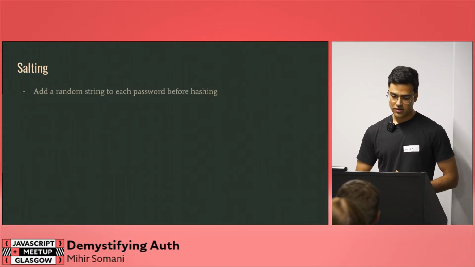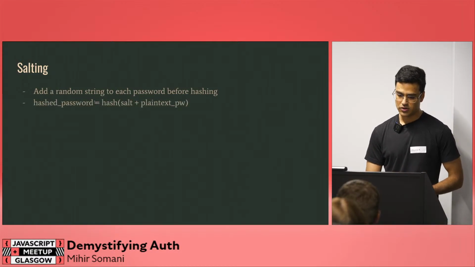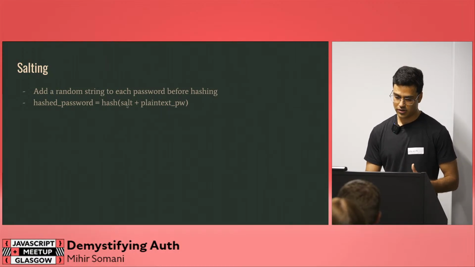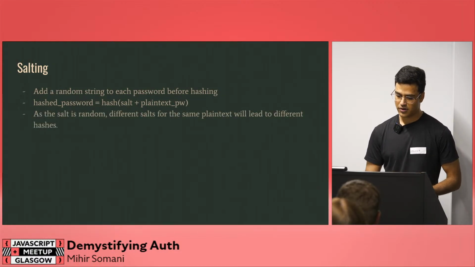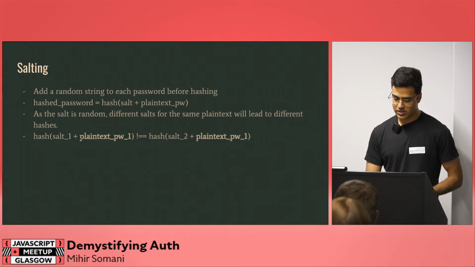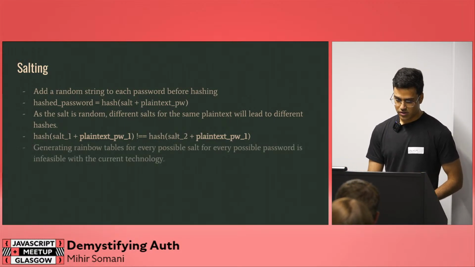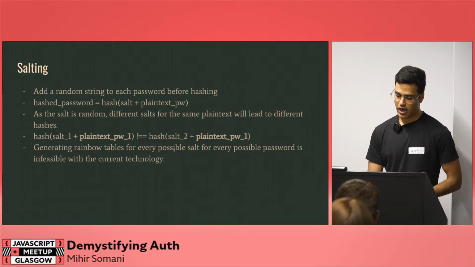Salting refers to adding a random string to each password before hashing. So what we're essentially doing is, instead of just computing the hash of the plain text password, we're adding a salt to it. And salt is a random string that we generate on the fly. As the salt is random, different salts for the same plain text will lead to different hashes. What that means is, even if you have the same plain text, because the salts are different, the hashes end up being different. Which essentially means that rainbow tables are impossible to compute for every possible salt for every possible password.